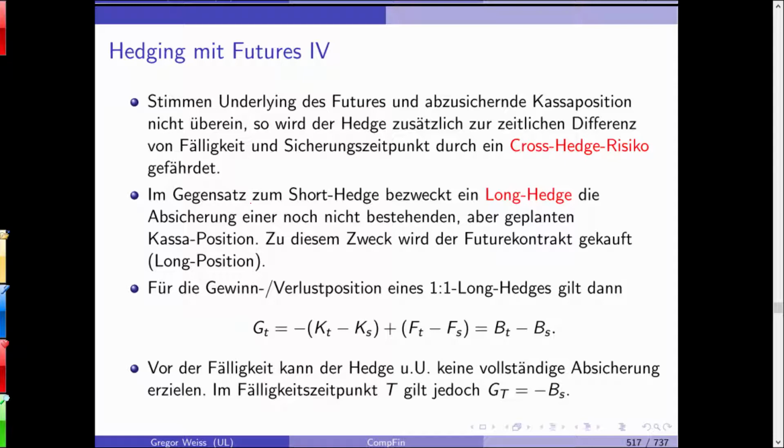And in contrast to a short hedge, you can also do a long hedge. What is a long hedge? You have a planned but not yet existing long position in the underlying, and for this purpose you are buying the future. Now in this case it looks like this: minus K_T minus K_S plus F_T minus F_S is equal to now the opposite difference of the basis, B_T minus B_S. So again, you will not get a perfect hedge and you will not be able to reduce risk to zero, but your profit or your loss will be minus the current basis.